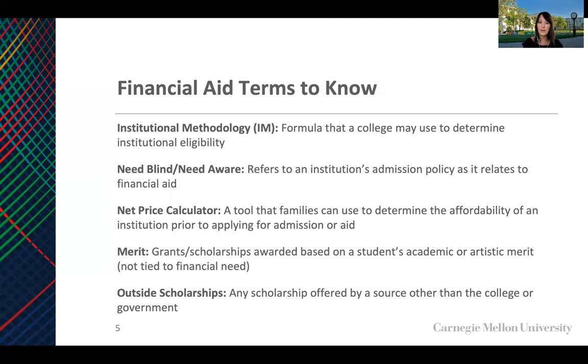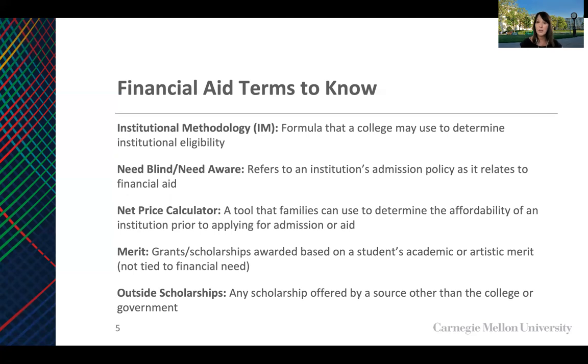So for our net price calculator, it takes maybe 10 to 15 minutes to complete. You will use your tax information, your income, asset, family income, family asset information. And once it's completed, you will receive back your estimate. And then you can use that estimate to review and determine if the institution that you're interested in is actually affordable for you and for your family.